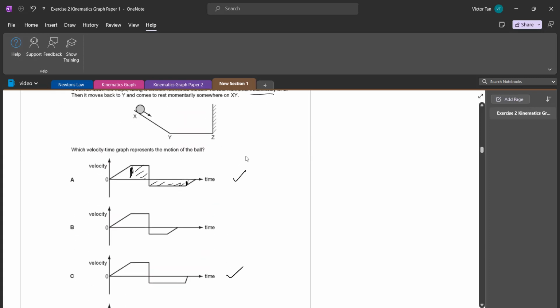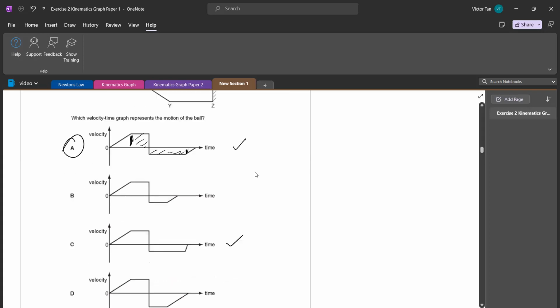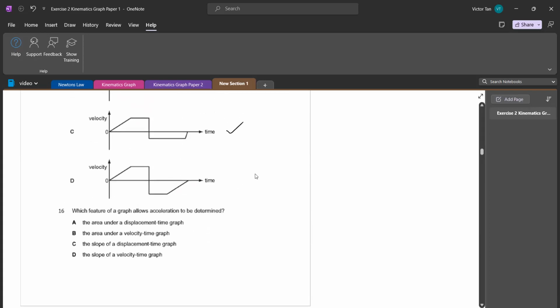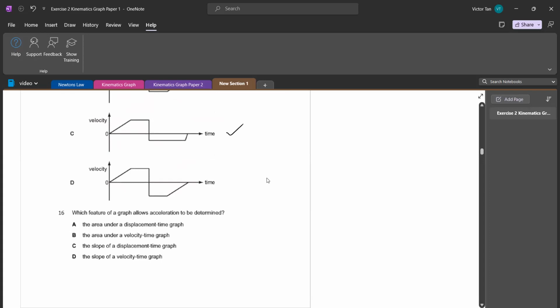This is moving from Y to Z and Z back to Y. Now when it moves back up the slope, the gradient must be the same as the acceleration is the same. So A only gives you the answer. Which feature of a graph allows acceleration to be determined? The slope of a velocity-time graph.